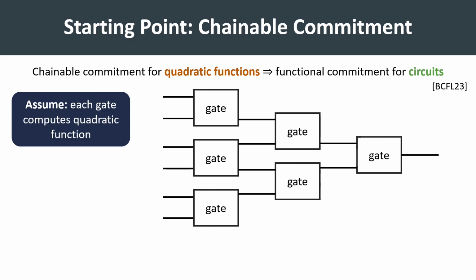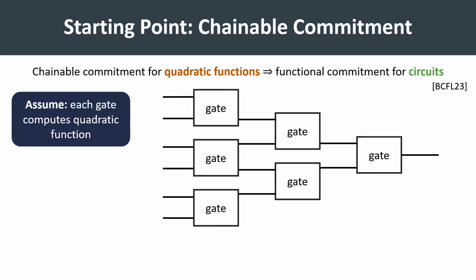So once I have a chainable commitment, let's say that supports quadratic functions, it turns out that this readily generalizes to yield a functional commitment that supports all circuits. And the way that we're going to do it is as follows. I'm going to take, let's say, my arithmetic circuit, and I'm going to arrange everything in layers. If all of the gates in the arithmetic circuit compute quadratic functions, that means that the function from one layer to the next is a quadratic function of the inputs.